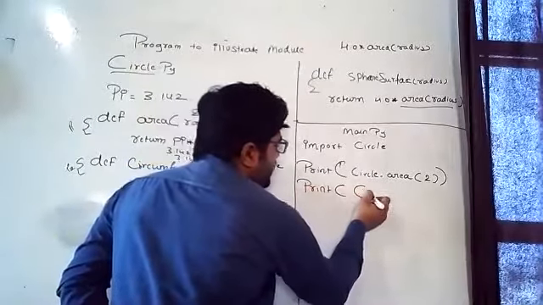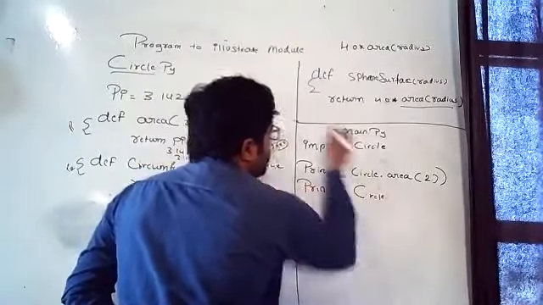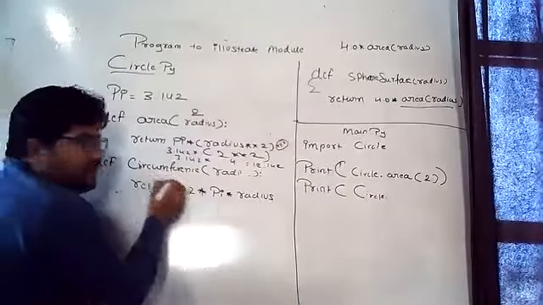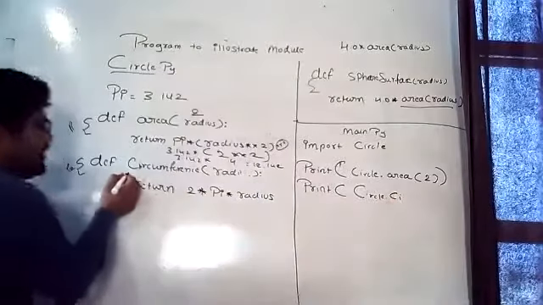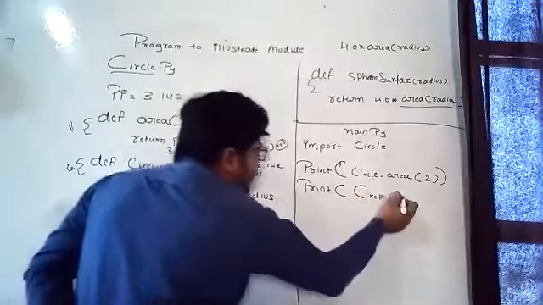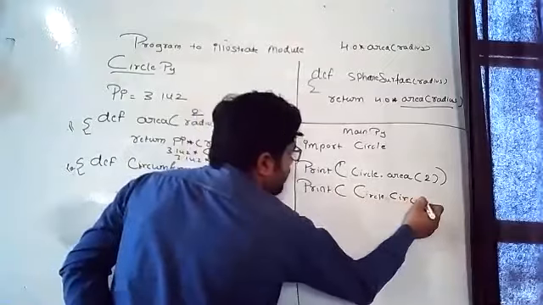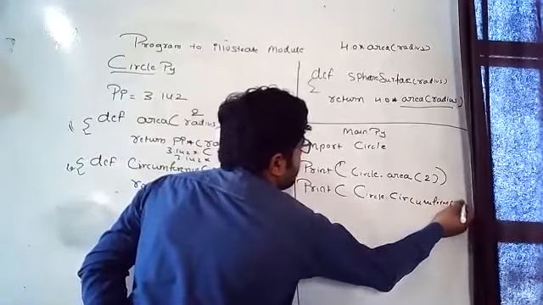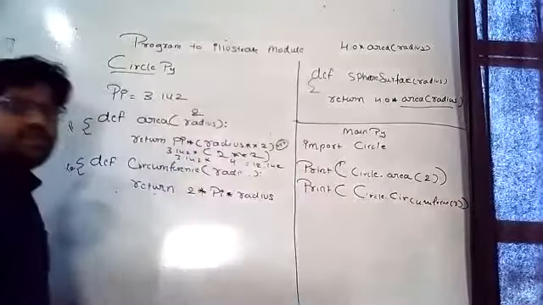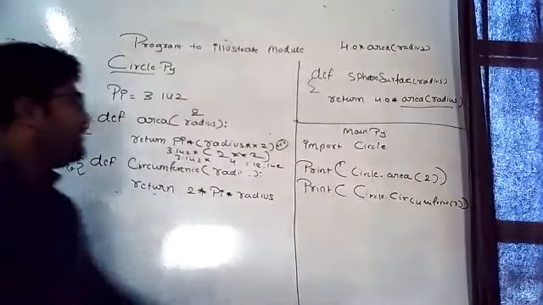print circle dot circumference. That is, C should be capital because here I have written a capital C. So circumference of 3. Circumference of 3. What do you mean by that?